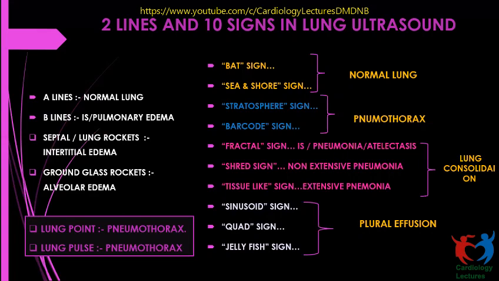There are 2 important points related to pneumothorax. One is the lung point and one is the lung pulse. Both are very specific, 100% diagnostic of pneumothorax. I will go through each and every sign, point and line one by one, so be ready for it.